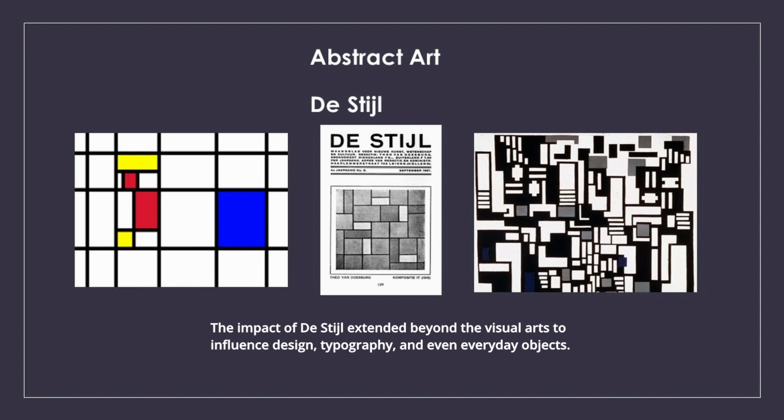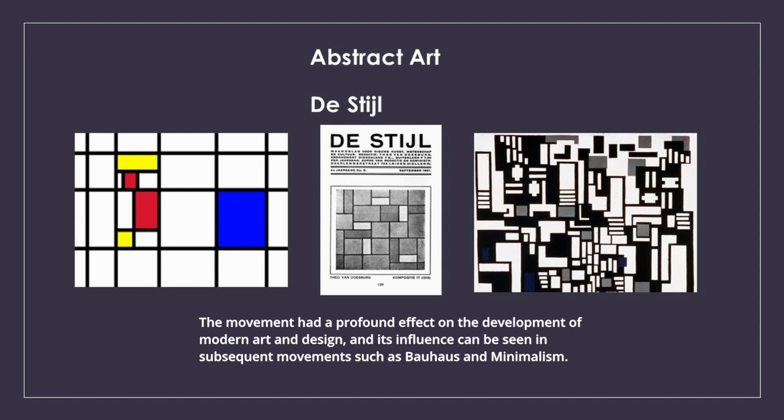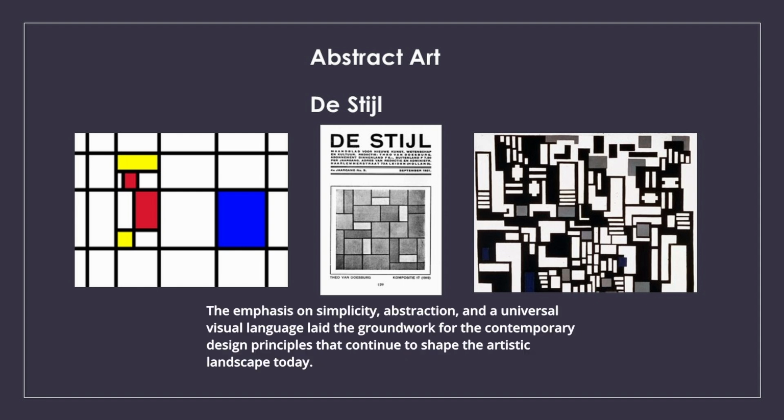The impact of De Stijl extended beyond the visual arts to influence design, typography, and even everyday objects. The movement had a profound effect on the development of modern art and design, and its influence can be seen in subsequent movements such as Bauhaus and Minimalism. The emphasis on simplicity, abstraction, and a universal visual language laid the groundwork for the contemporary design principles that continue to shape the artistic landscape today.